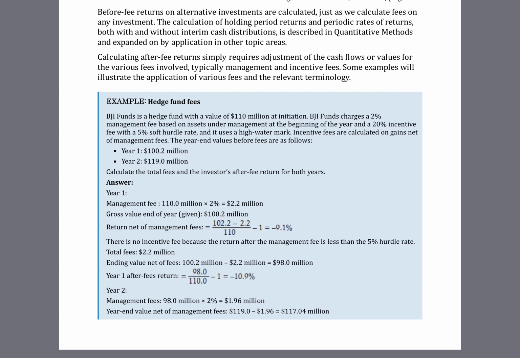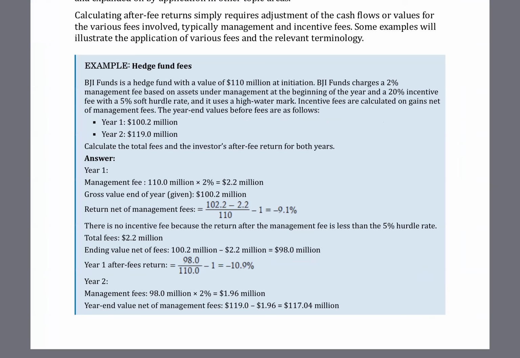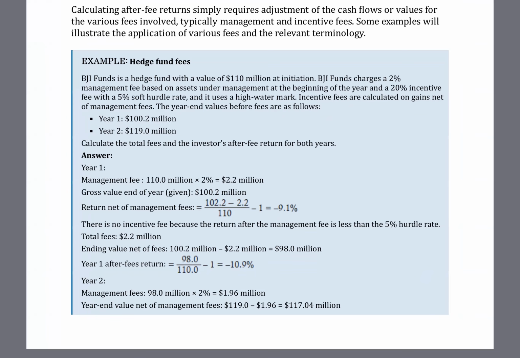So we want to see the return in year one. I'm trying to figure out where they got the 102.2. I'm not getting, there's no incentive fee because the return after the management fee is less than a 5% hurdle rate. Total fee is this. Ending value for this will be this. So return after year one is this.